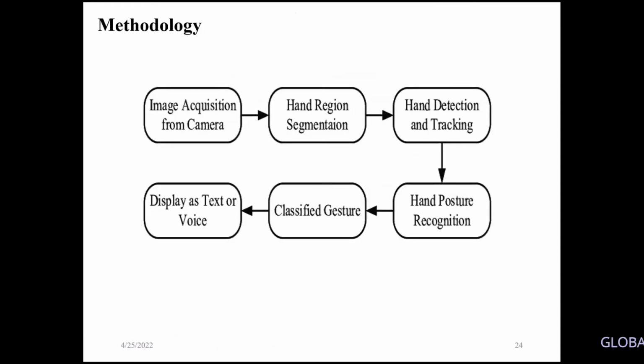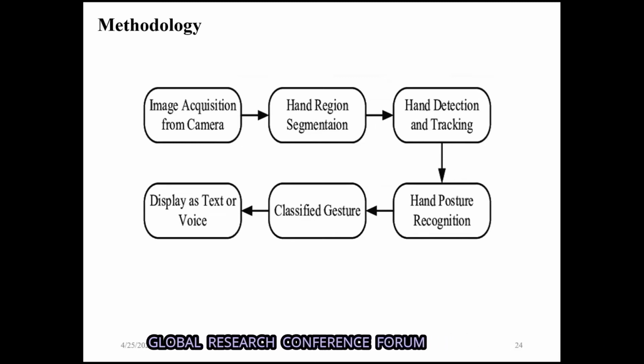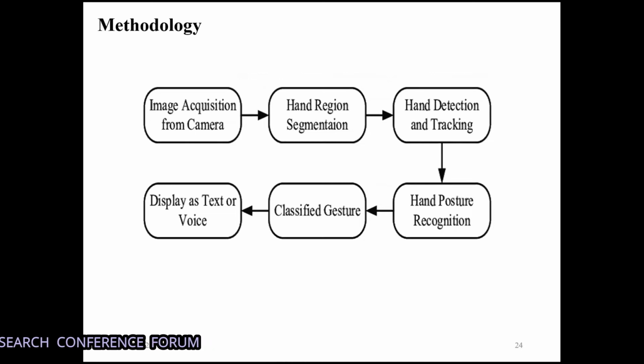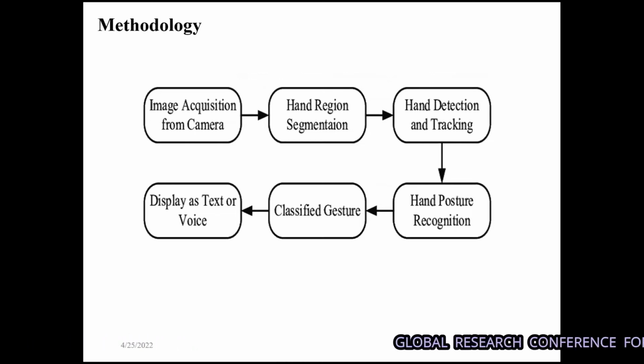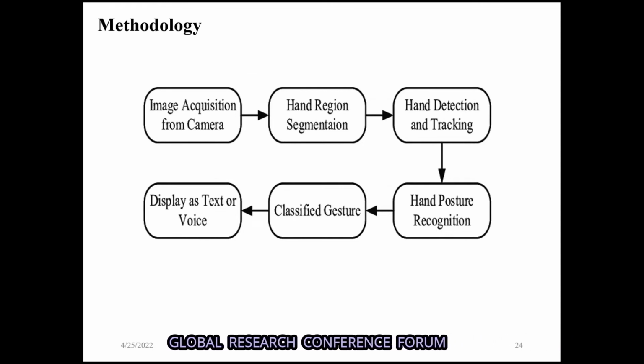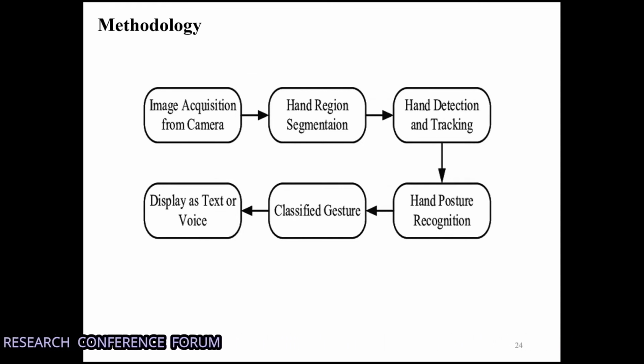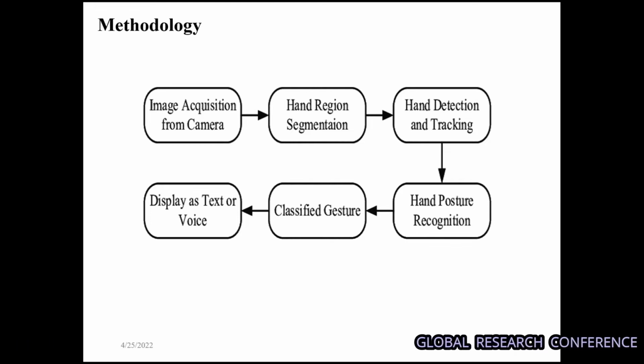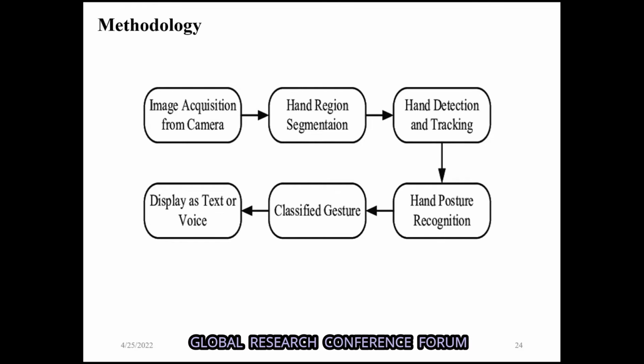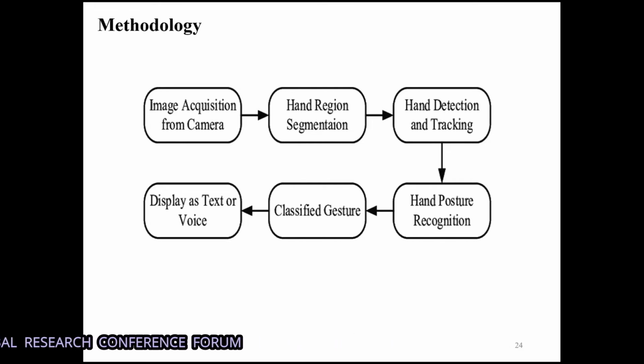This is our methodology. We will explain it in 4 parts. First is image acquisition from camera. Camera is the input device for our SLR as we acquire the required sign for the system. Then, there is ample research going on in the field of sign language recognition. Researchers create standard databases of signs and make them available for fellow researchers.